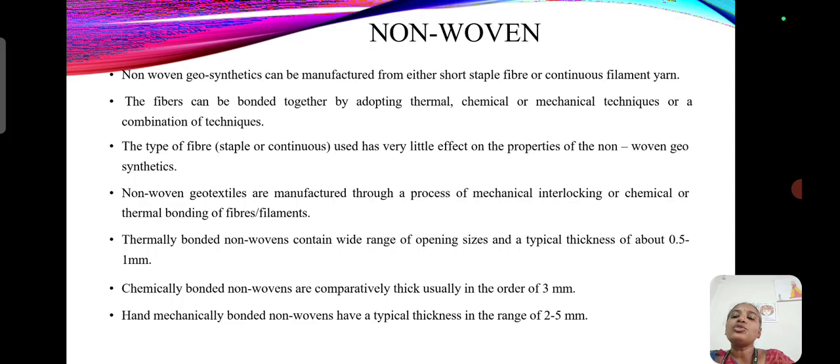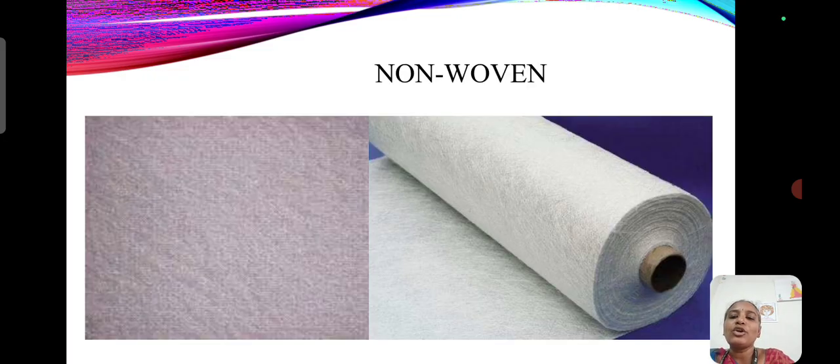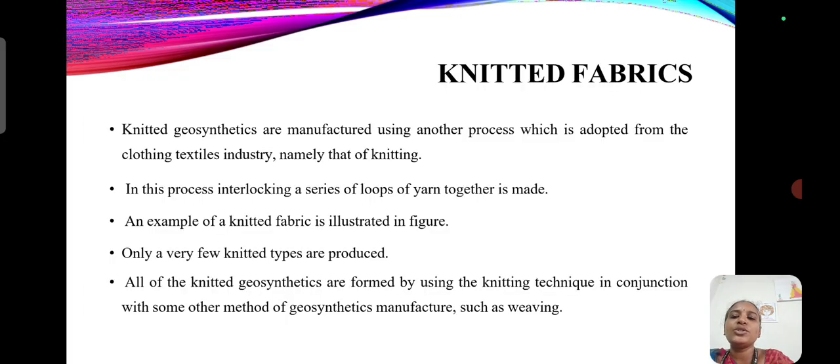When it comes to thermally bonded non-woven, the typical thickness is about 0.5 to 1 mm. Using this we can produce a good variety of geosynthetic fibers. For chemical bonding, the usual thickness should be 3 mm, and for mechanically bonded non-wovens, the typical range is 2 to 5 mm. These are some of the non-wovens we use in geosynthetics.